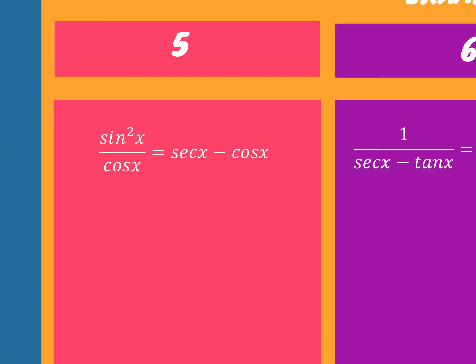I tried by separating sine squared x into sine x and sine x over cosine x. Then I separated them like that. And then I turned sine over cosine into tangent. And then from the other side, I turned cosecant into 1 over cosine x.